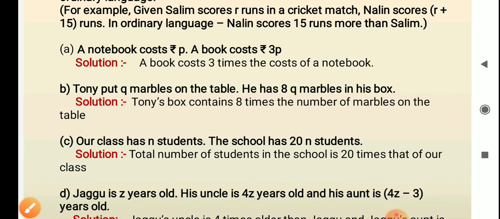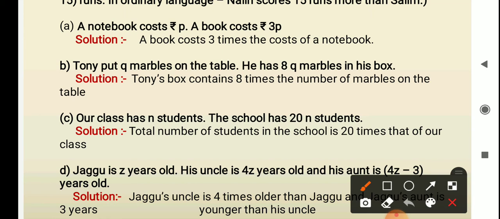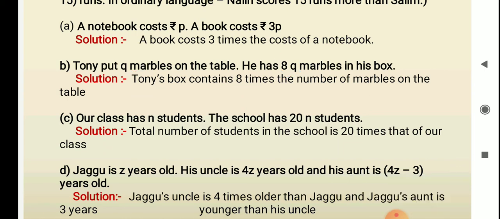Okay. Second, Tony put Q marbles on the table. He has 8Q marbles in his box. So he has 8Q, means how to write it? Tony's box contains 8 times the number of marbles, because the number of marbles is given as Q. So Tony's box contains 8 times the number of marbles on the table. See students, here we write the statement in ordinary language for the given expression.